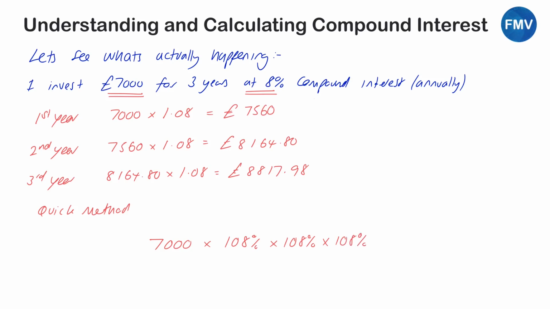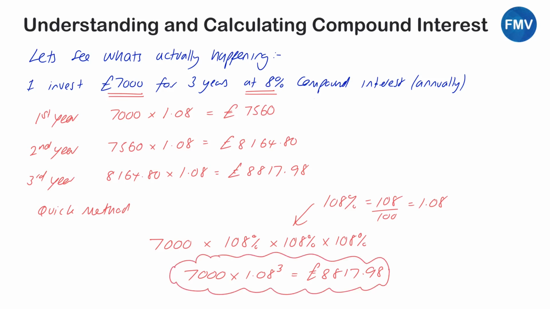That's effectively what we did above. Let's neaten that up. We know that 108% is 108 over 100, which gives us a multiplier of 1.08. So the real quick method is this: 7,000 multiplied by 1.08 raised to the power of 3. That's the number of years we invest it for. And that will give us our new total, which we had up there as £8,817.98. So this is the method you really want to use, and we'll use that from now on.